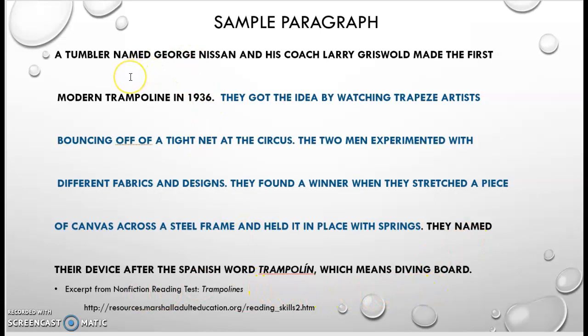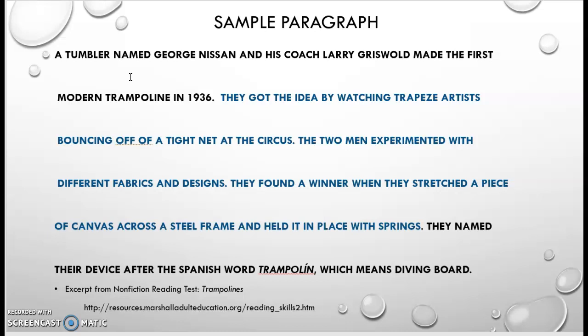So the topic sentence, which tells us what this paragraph is all about, is a tumbler named George Nissan and his coach Larry Griswold made the first modern trampoline in 1936. So that's what everything in this paragraph is going to be about. You're not going to find out why George's last name is Nissan, if he is possibly related to any of the people who make Nissan cars. That's not what this paragraph is going to be about. It will be about trampolines.